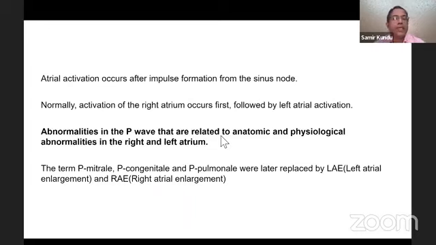Atrial activation occurs after impulse formation from the sinus node. Normally, activation of the right atrium occurs first, followed by left atrial activation. Abnormalities of the P wave are related to anatomic and physiological abnormalities in the right and left atrium. The terms P mitrale, P congenitale, and P pulmonale were later replaced by left atrial enlargement and right atrial enlargement.